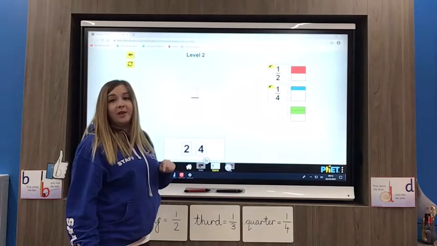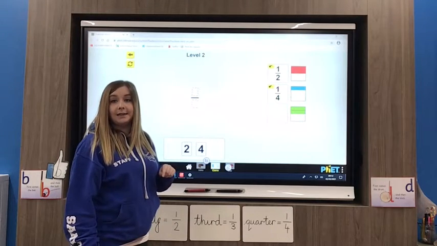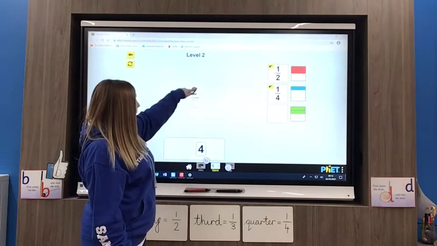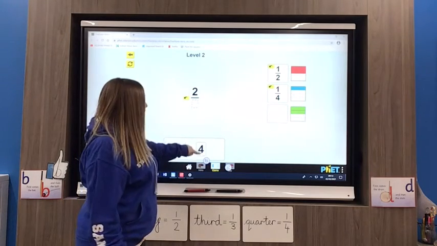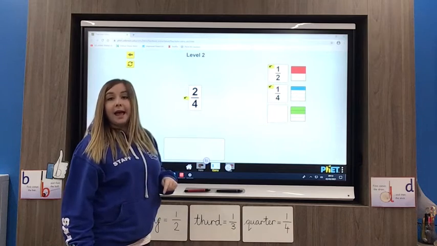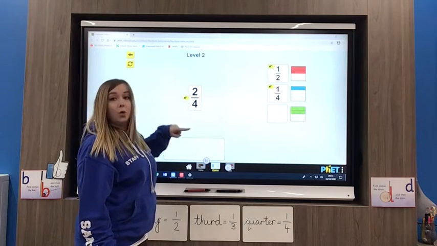Super. And then finally, how many are shaded? 2. And how many are there all together? There are 4. So we would say that one as 2/4.